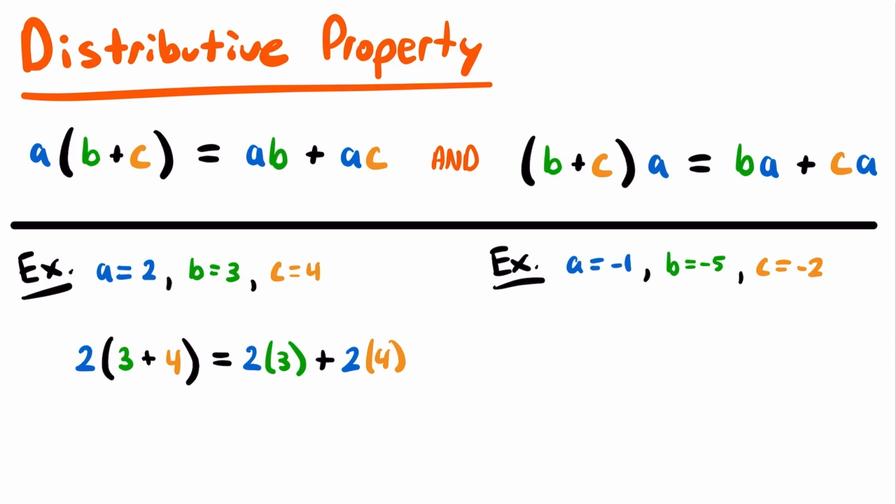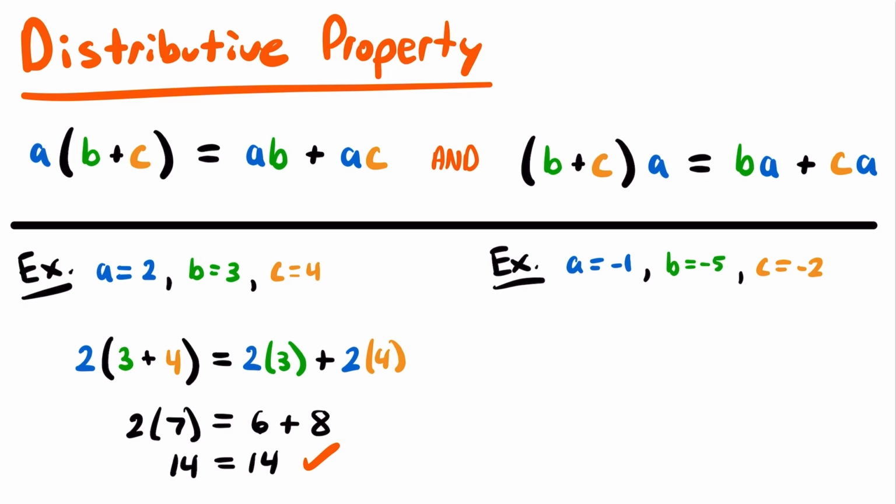All right, now simplifying, let's see if both sides of the equation result in the same value. Starting with what's inside the parentheses, 3 plus 4 is 7. So we have 2 times 7 on this side, and that will be equal to 2 times 3 plus 2 times 4. 2 times 3 is 6, so we have 6 plus 2 times 4, which is 8. So on one side, we have 2 times 7, and on the other side, we have 6 plus 8. Two different calculations, but both of them produce the same result. 2 times 7 is 14, and so is 6 plus 8. They are both equal to 14, so the distributive property clearly is true.